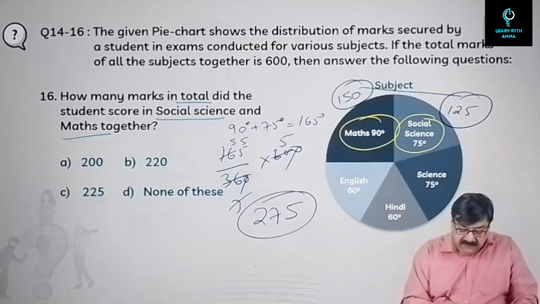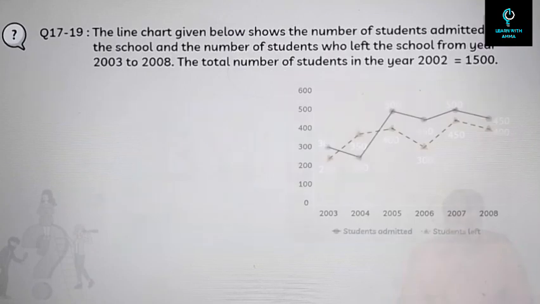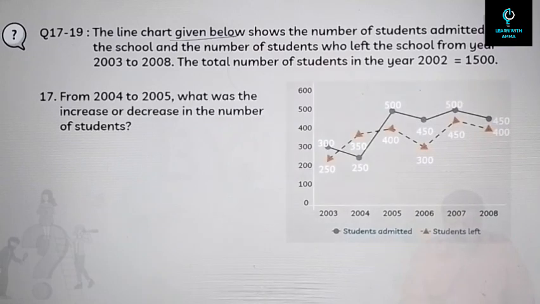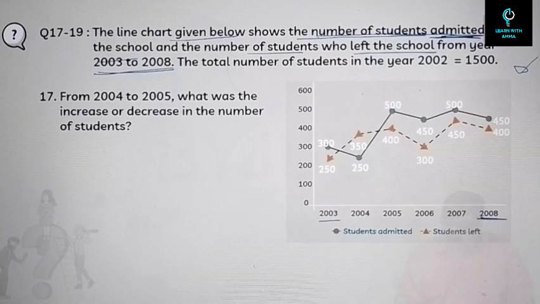So 275 maths and social science is not given in the first 3 choices. So choice D here should be the correct answer. Now the line chart given below shows the number of students admitted. We have a line graph here, a multiple line graph, a double line graph, as can be seen here. So number of students admitted in the school and the number of students who left the school from year 2003 to 2008. So 2003 to 2008, this is the window.